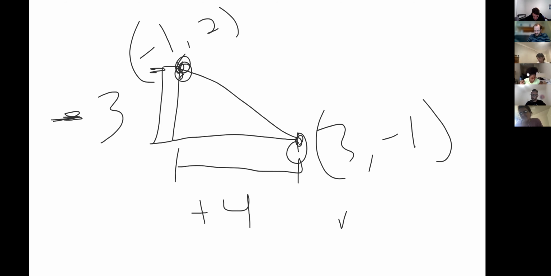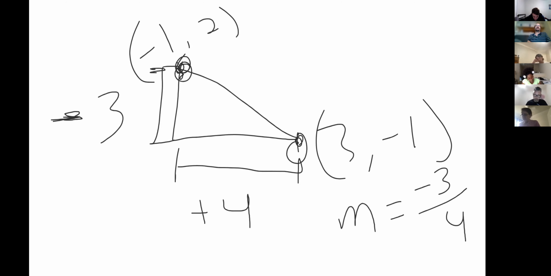So I believe your slope should be what? This was number 9, Part A. It's going to be 3 or -3/4. Yeah, it should be -3/4.